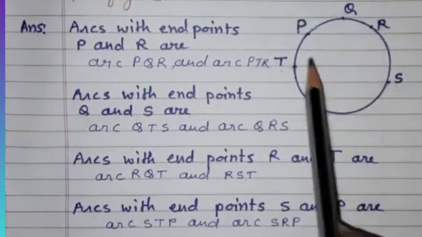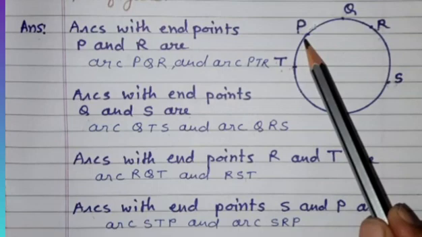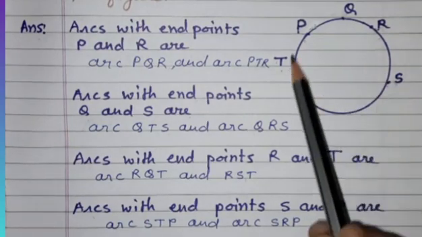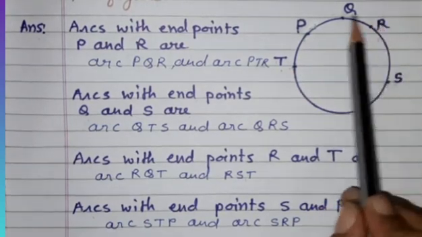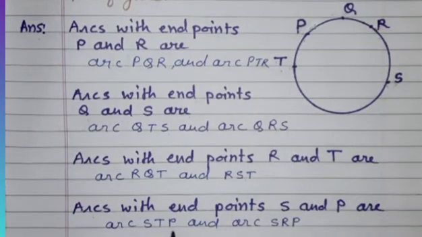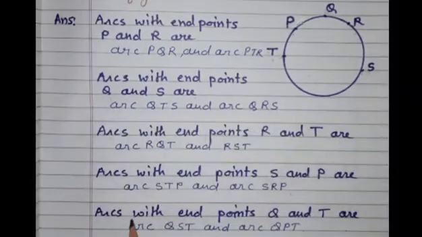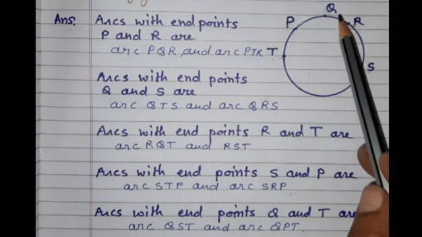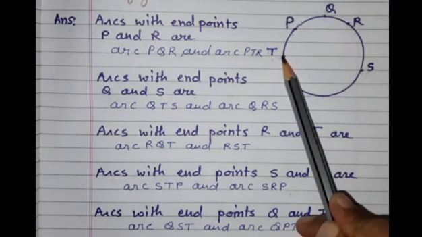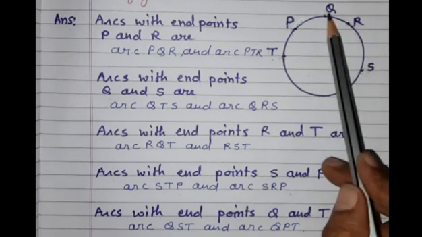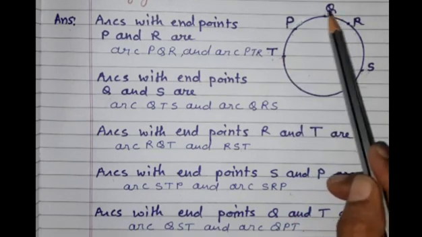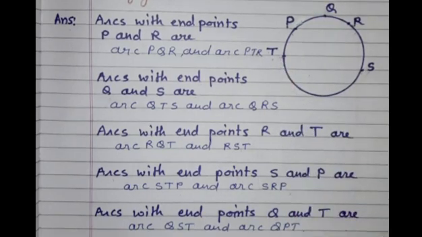Now see the next, arcs with endpoints S and P are. Endpoints are S and P. Those arc names are arc STP and arc SRP. So write here arc STP and arc SRP. Arcs with endpoints Q and T are. Endpoints are Q and T. Those arcs are QST and QPT. So here write arc QST and arc QPT.